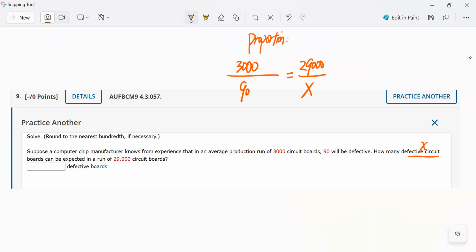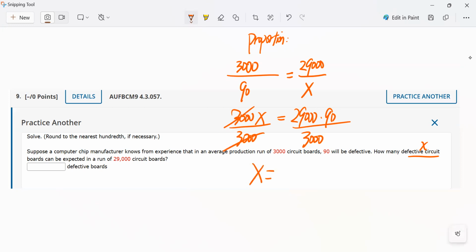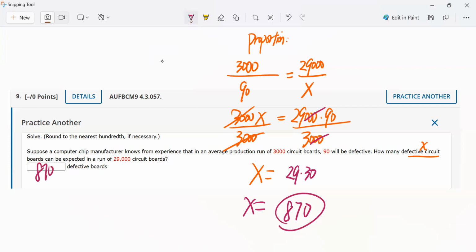Now here we cross multiply, so we get 3,000 times x equal to 29,000 times 90. From here we divide both sides of the equation by 3,000. Cancel that, just x equal to. Now you see 3 zeros, you can drop 3 zeros here and drop 3 zeros here, and we do 90 divided by 3, that's 30, right? So it's 29 times 30. So x equals 29 times 30, which is 870. So we get 870 defective boards.